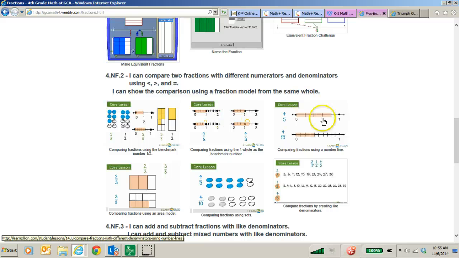I highly recommend taking the time to watch all of these videos so that your student can see how fractions can be represented as sets on a number line and part of a shape.